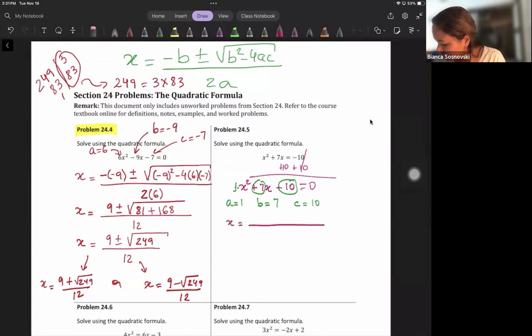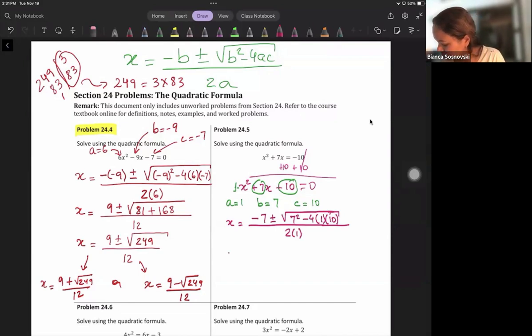So the formula says, let's take negative B, so minus 7, plus minus the square root of B squared, so that's 7 squared, minus 4 times A, which is 1, times C, which is 10. Let me extend a little bit my square root and my fraction. And we're going to divide all this by 2 times A, so 2 times 1. All right?